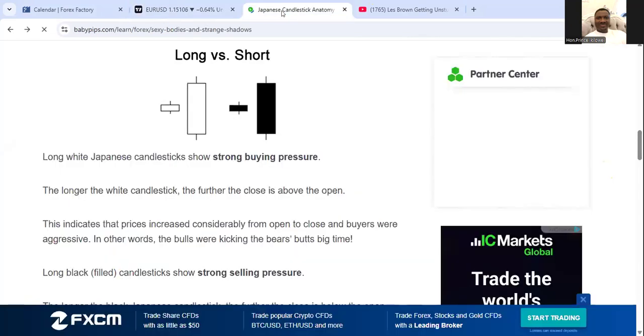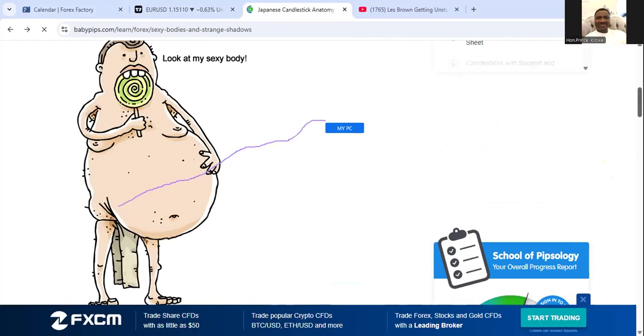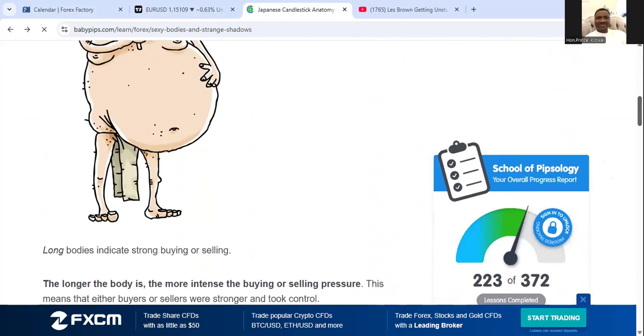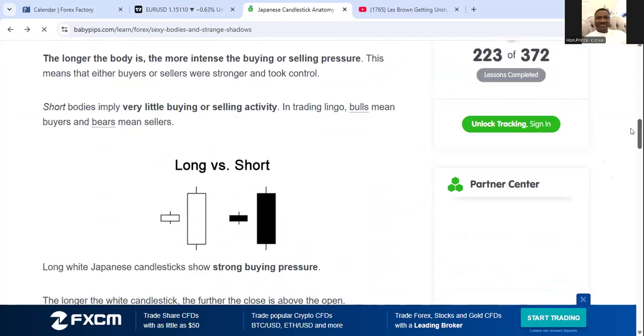All right. Now, this is what we call the anatomy of a candlestick. Look at this. What I'm showing here is long versus short. This candlestick is bigger than this. This one is bigger than this. This is called an engulfing candle. It's called a bullish engulfing. Why is this called a bearish engulfing?